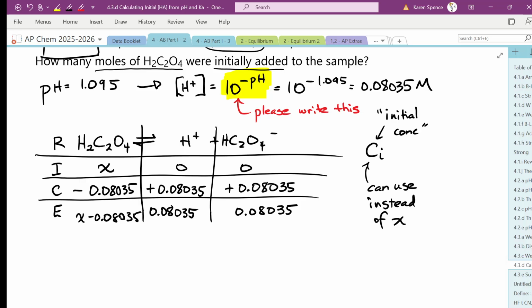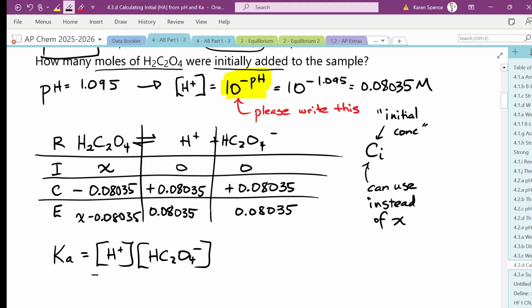And now, even if you filled in nothing in that table, even if you were like, I don't know what goes in that table, you know that you should also write a Ka expression. So for a half a mark, you're going to write Ka equals H plus times HC2O4 minus over H2C2O4.